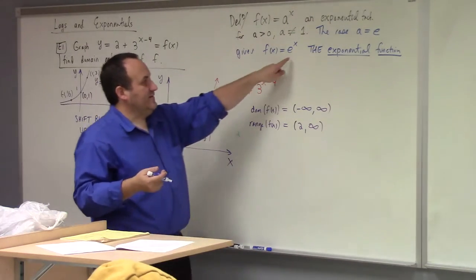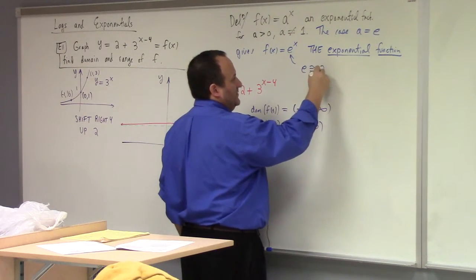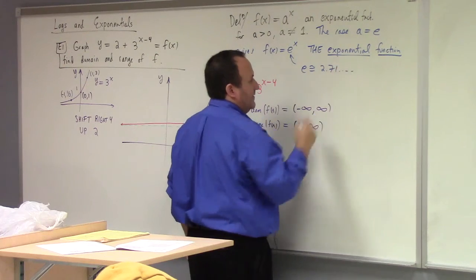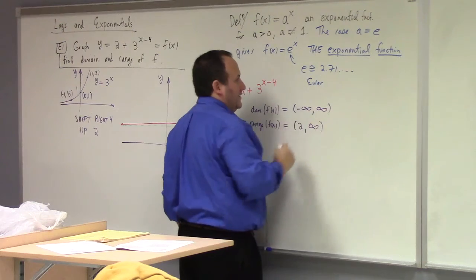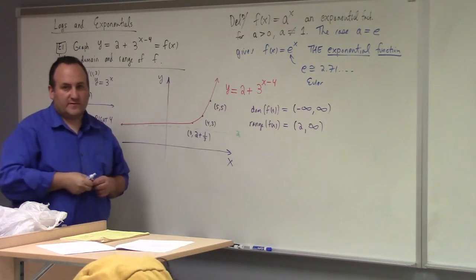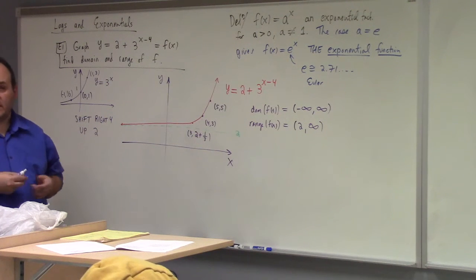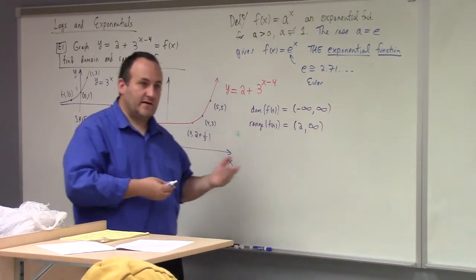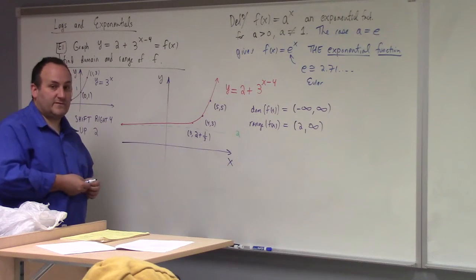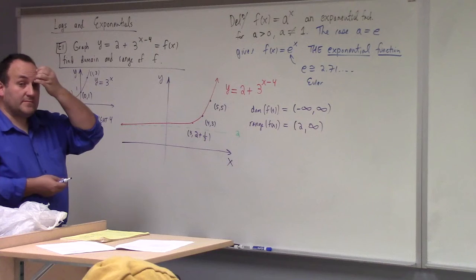E to the x, this is a specific number. That e, it turns out, is about 2.71 and so on. This is Euler's number, in honor of Euler, who was a well-known mathematician of the 18th century. Pretty much everything we do in college algebra, he was one of the first people to really do it clearly in a way that was communicated to a large audience. We're still doing things with more or less his notation for the most part. But anyway, that's the exponential function.